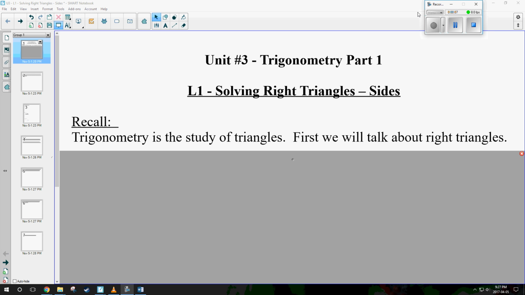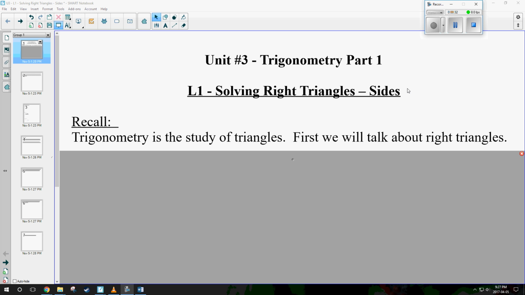We're starting with unit number 3 since we finished off unit number 2 yesterday. Unit number 3 is going to be on trigonometry, and this is part 1 of trigonometry. We will have a second part, which will be unit number 4. The first part of trigonometry that we're going to cover is solving right-angled triangles, and today we're just going to look at solving the sides of those right-angled triangles.